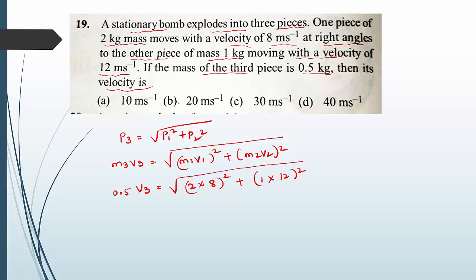Yes, calculate these values. 0.5 V3 is equal to, calculating these values we will get the answer 20. So V3 equals 20 divided by 0.5. So the answer is 40 meter per second. So this is the value of the velocity of the third piece which is exploded from the bomb. So option D is the right answer.